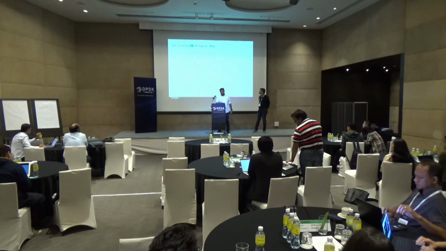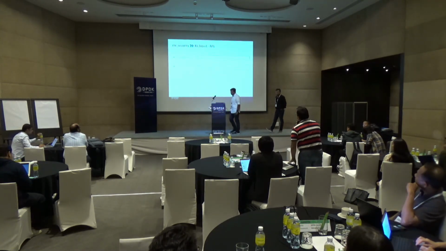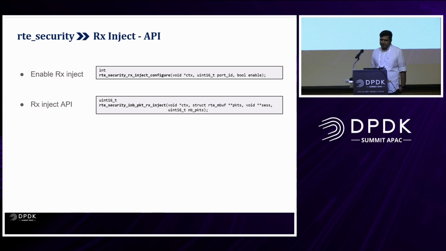In that second last slide, you mentioned the RX inject. Yes, this one, the RX inject enable API, right? Here you mention a port ID. So is this your DPDK port or your injection port? This is the DPDK port. We don't have a concept of an injection port. We just have one inject API, and this is the port on which we are expecting the traffic back.